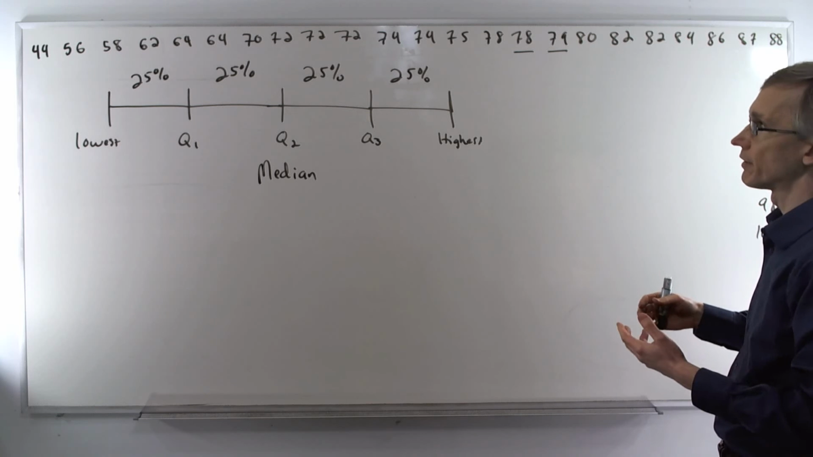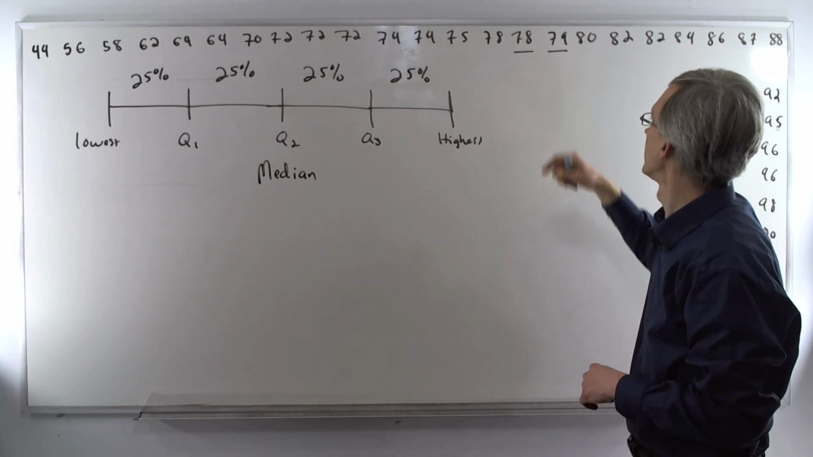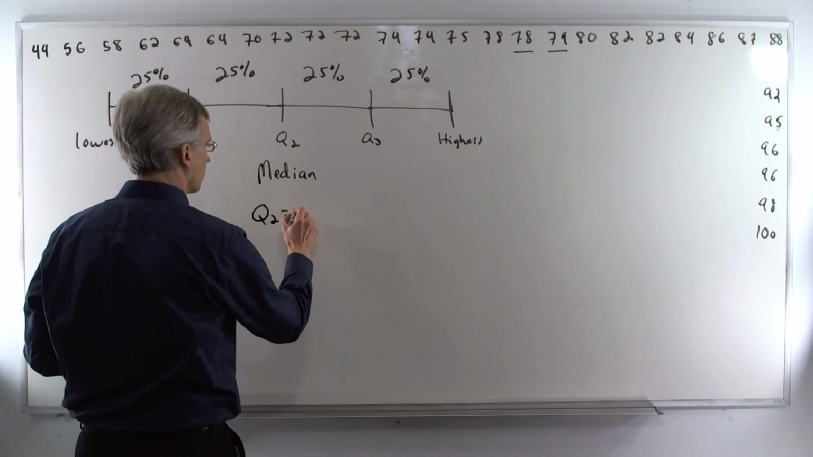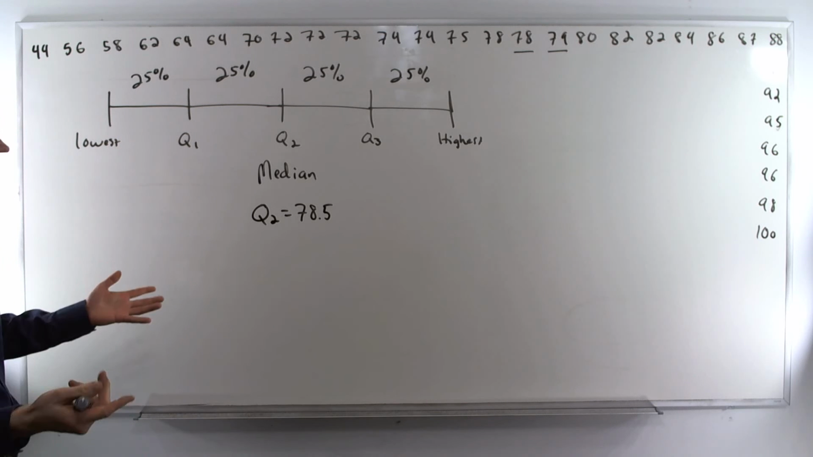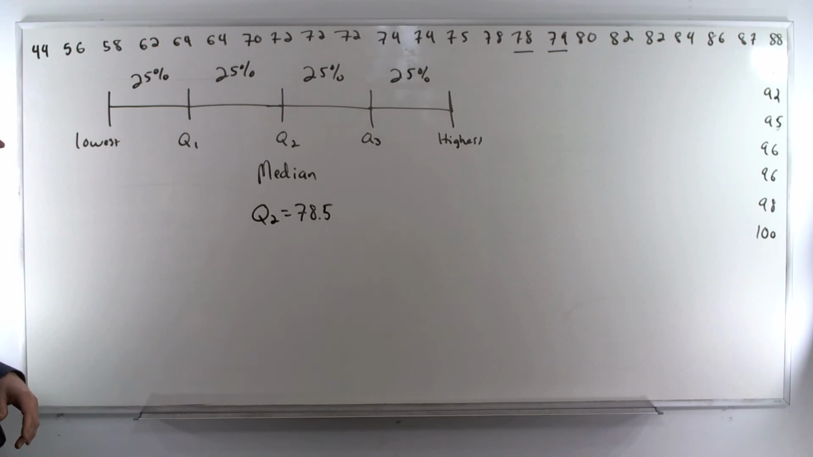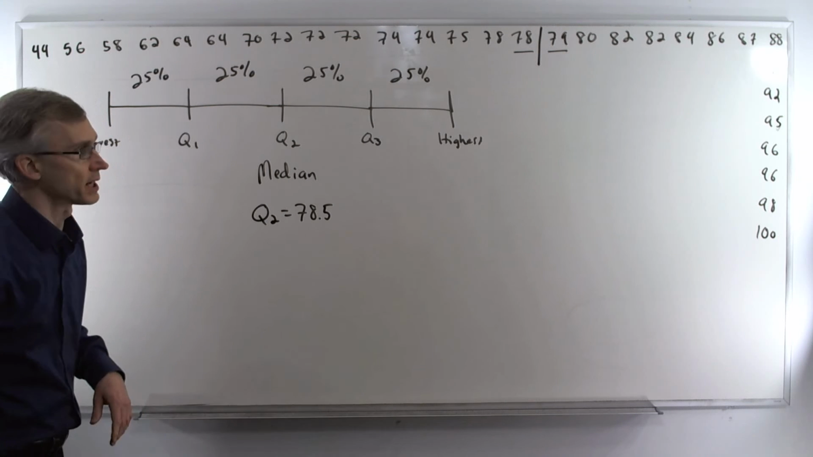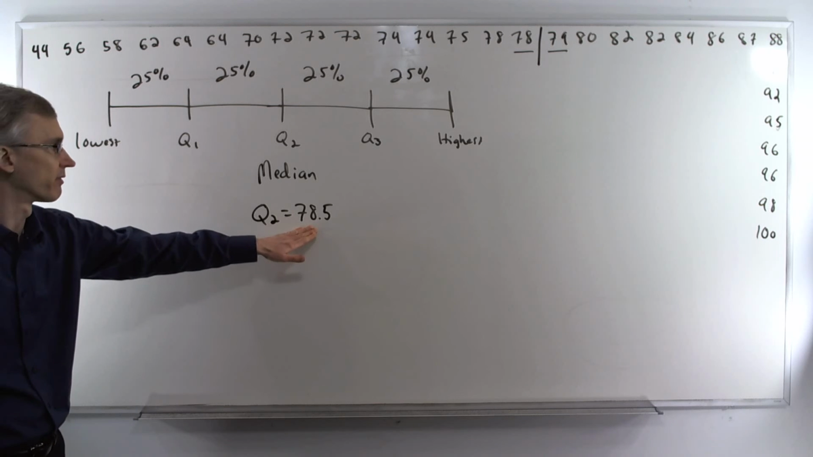All right, so if we have an even number, we're going to find those 2 values, and we are going to average them. So 78 and 79. Then average those 2 together, and we get 78.5. So for this data set, the median is 78.5. All right, now we know where the middle is. It's right here in between these 2 values. So now we've broken up the data set into 2 halves, and the middle is right here at 78.5.